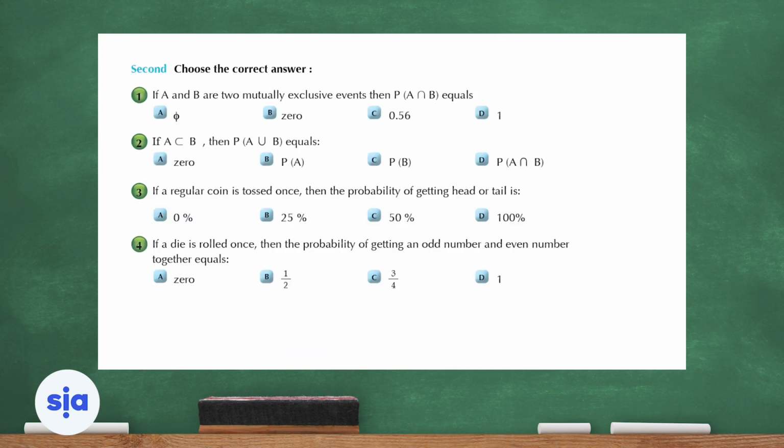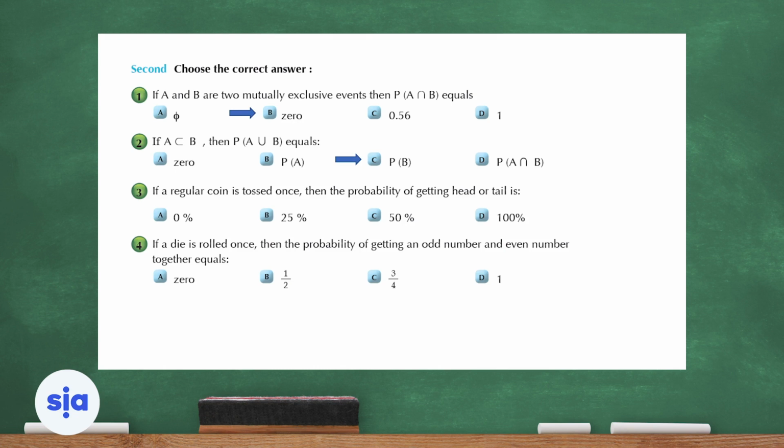Let's go to the second part of this exercise. If A and B are 2 mutually exclusive events, then the probability of A intersect B equals, yes, you say it? Yes, perfect. It's equal to 0. If A is subset of B, then the probability of A union B is, yes, is the probability of B.